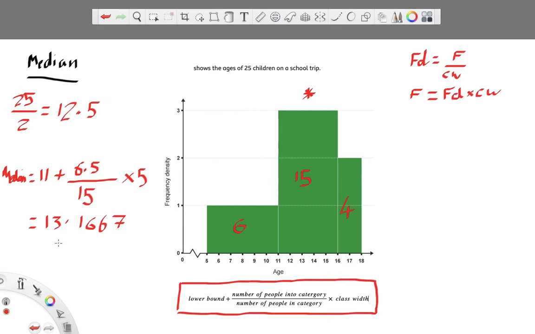13.16667. So if we just round that to 1 decimal place, we'll get 13.2. And what does that answer mean? Well, it's the median age of the school children on the trip. So the middle value, the median age of the school children is 13.2, and obviously we could have 13.2 as an age. Well, 0.2 of a year, so it'd be 13 and 2 months. So that's perfectly fine, and that's how you'd leave your answer.